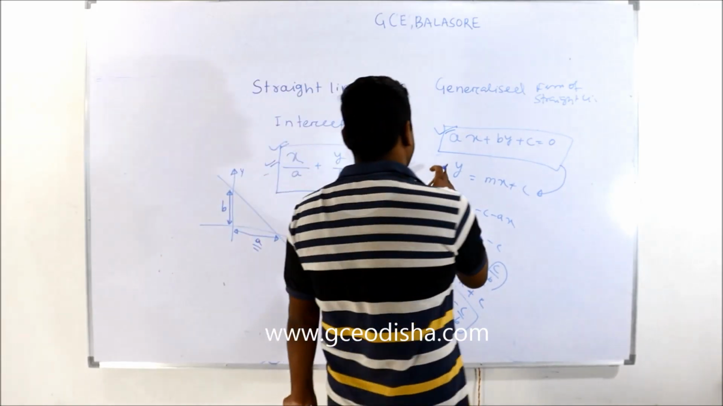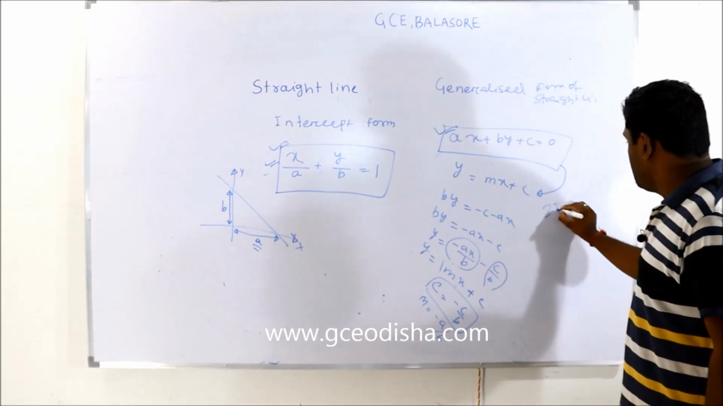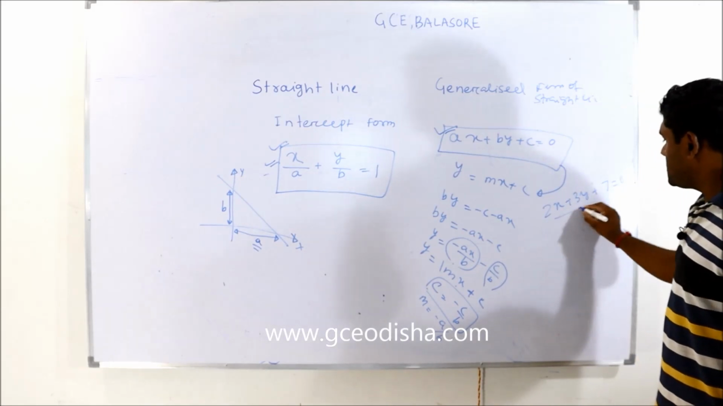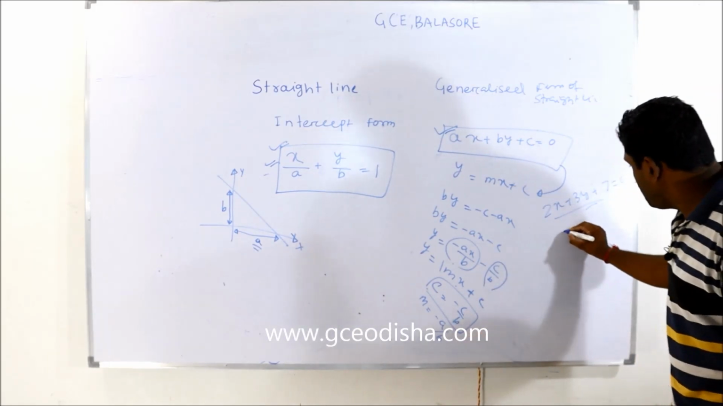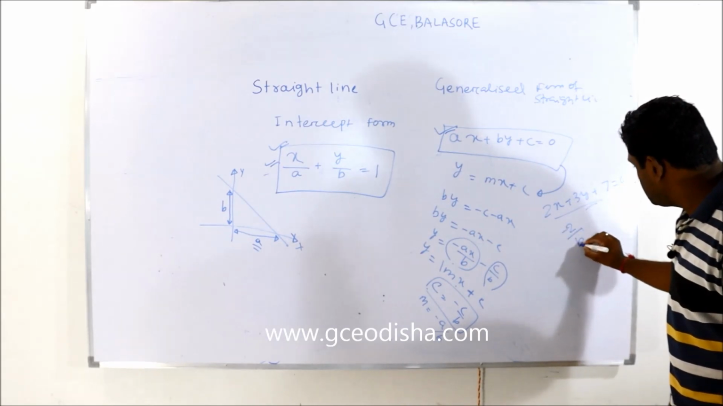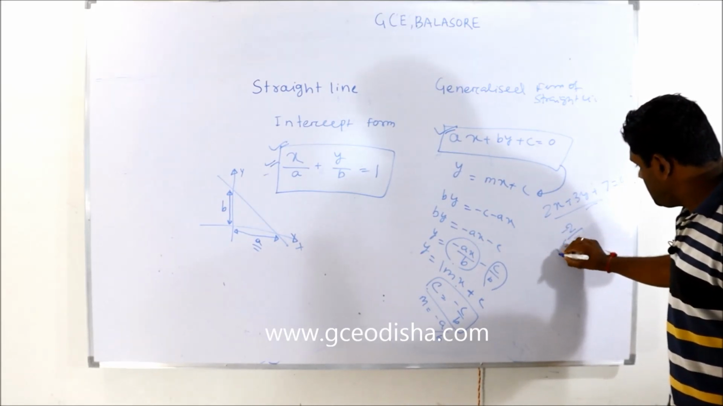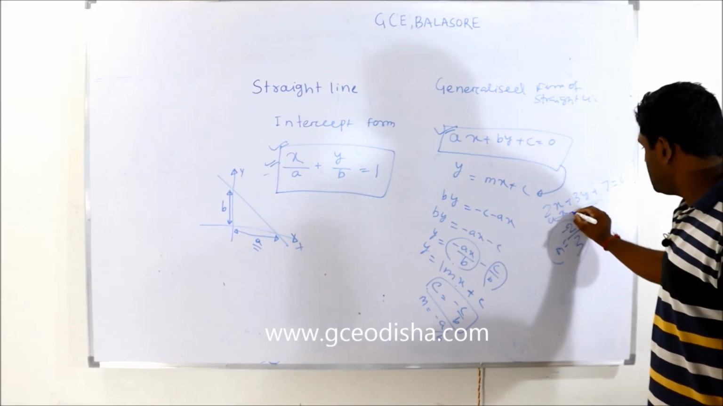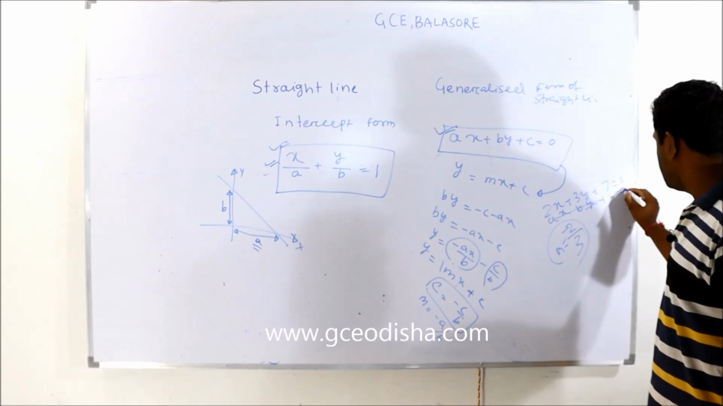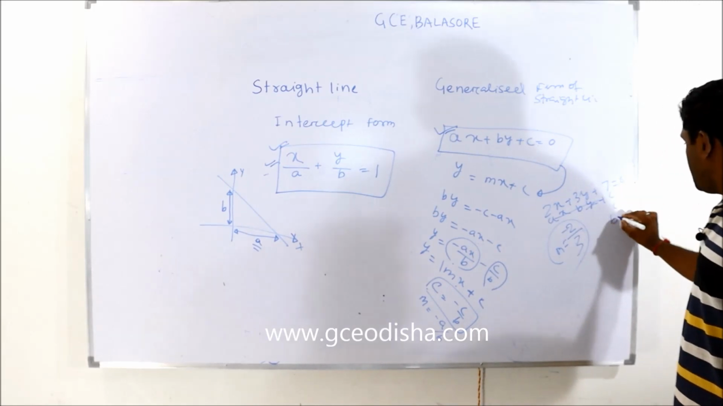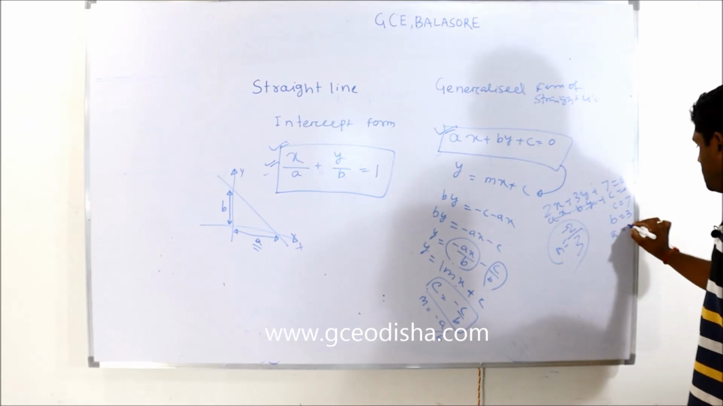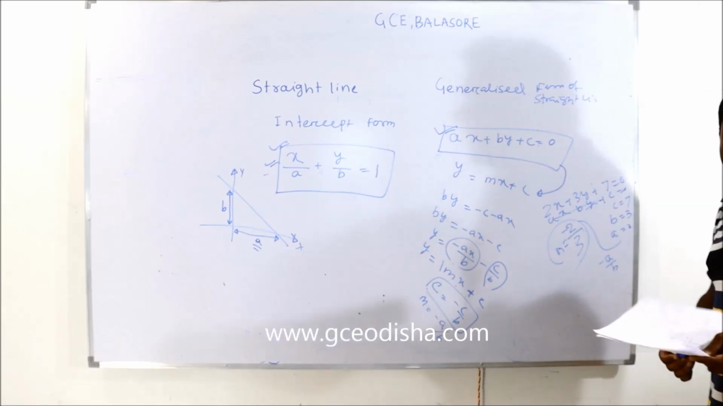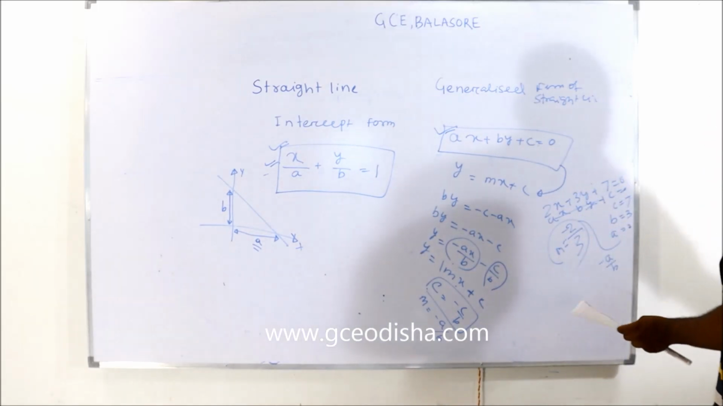When some equation is given, like 2x plus 3y plus 7 is equal to 0, find the slope of this straight line. m is equal to minus a by b, which is minus 2 divided by 3. This is the slope of the straight line. Here ax plus by plus c is equal to 0, c is 7, b is equal to 3, and a is equal to 2. Just put minus a by b, minus 2 by 3. Easily you can find the slope of the straight line.